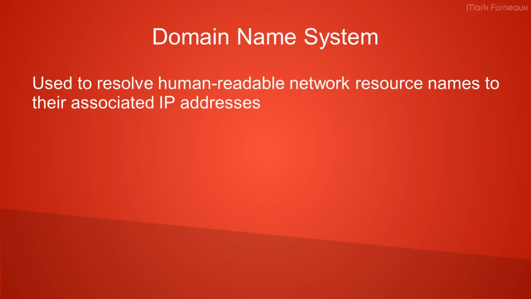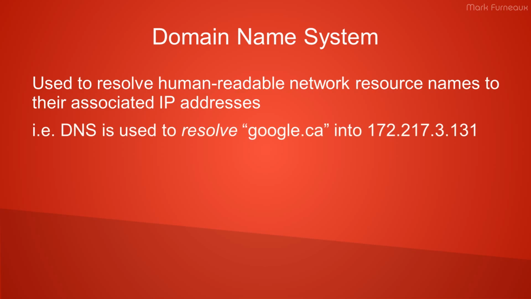So DNS is used to resolve human-readable network resource names to their associated IP addresses. So effectively, DNS is used to translate a domain name, such as google.ca, which is the example I'll be using, into its associated server's IP address, which for me happened to resolve to this IP address, but of course Google has many servers across the globe. So there are many things that can resolve to depending on where you are.